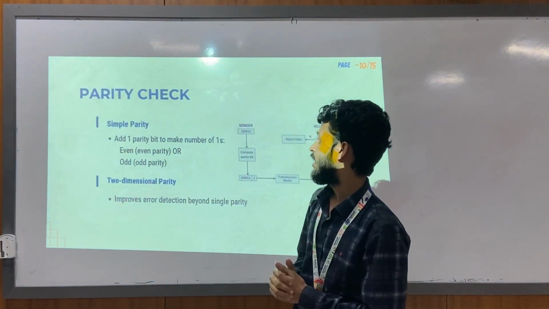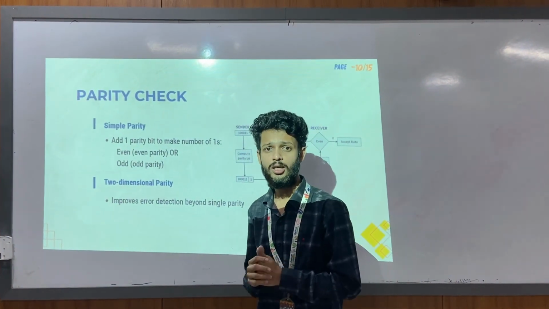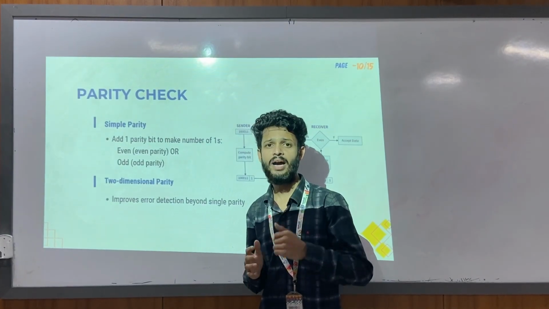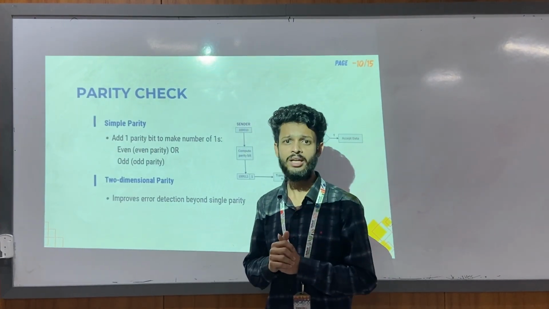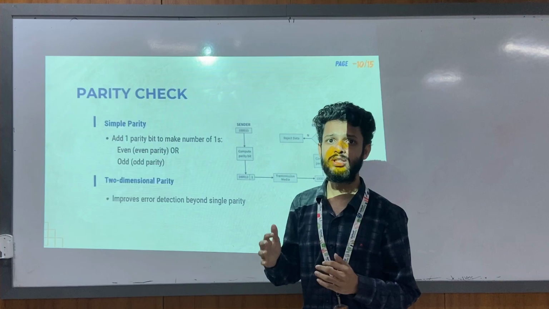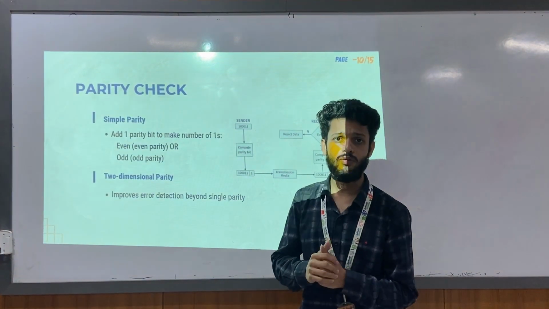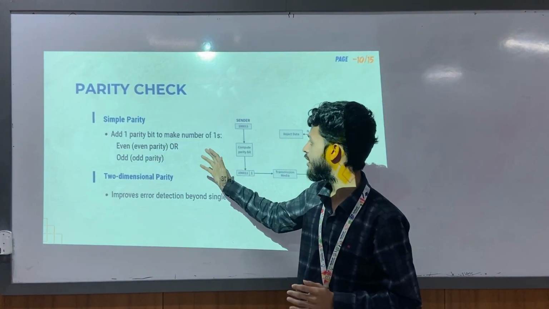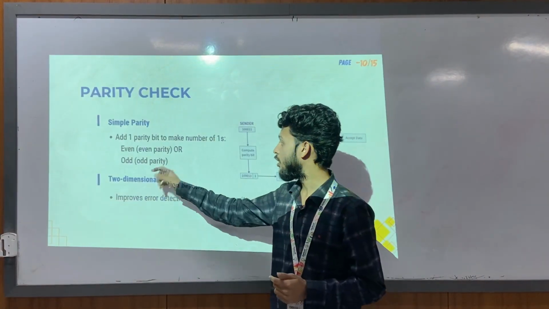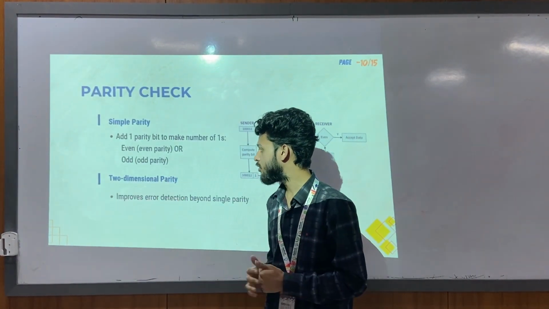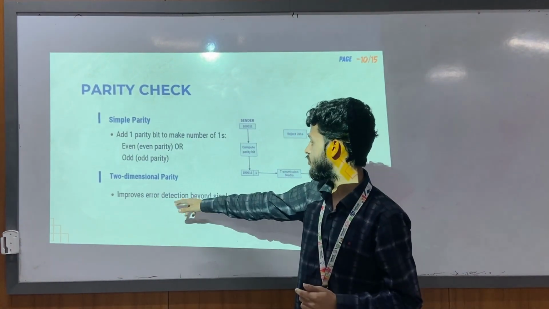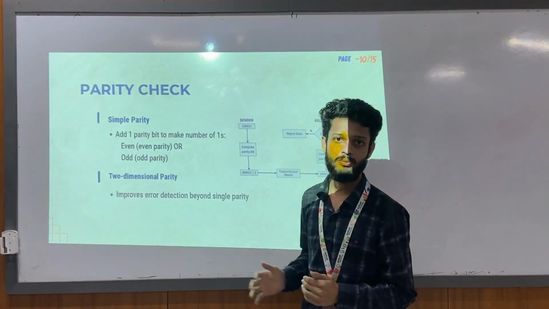In parity check, we add 1 bit for every unit, so that the total number of ones is even for even parity and odd for odd parity. Two-dimensional parity includes error detection beyond single parity.